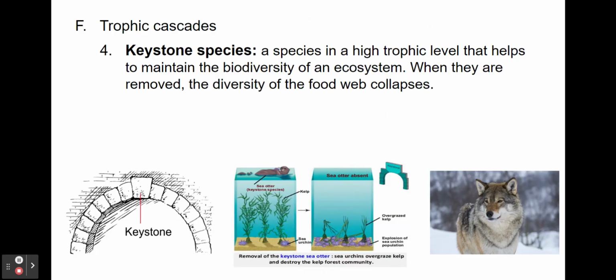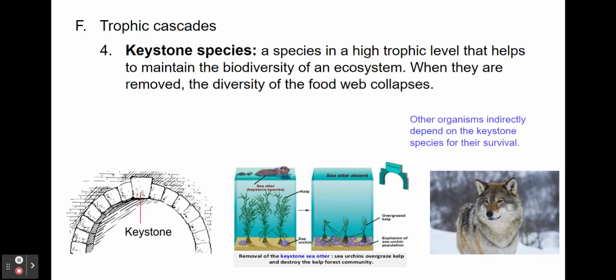In that example, our wolves were acting as, detail 4, a keystone species. This is a species in a high trophic level, so we're thinking a top predator here, that helps to maintain the biodiversity of an ecosystem. When they are removed, the diversity of the food web collapses.